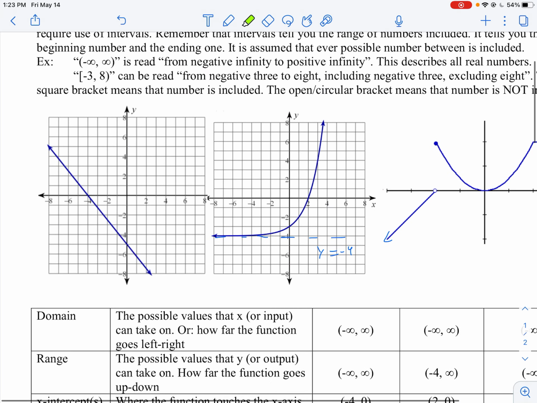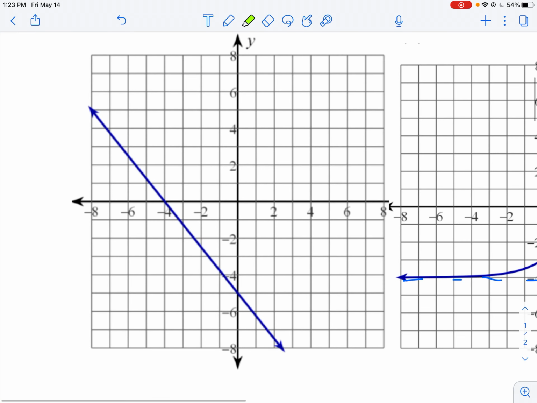This function here on the far left is entirely decreasing. So if it's asking what the interval of increasing would be, there'd be none. This is just decreasing everywhere from negative infinity to positive infinity. It's almost like you got a little guy here and you're traveling from left to right. And it's just down, down, down, down, down, down.